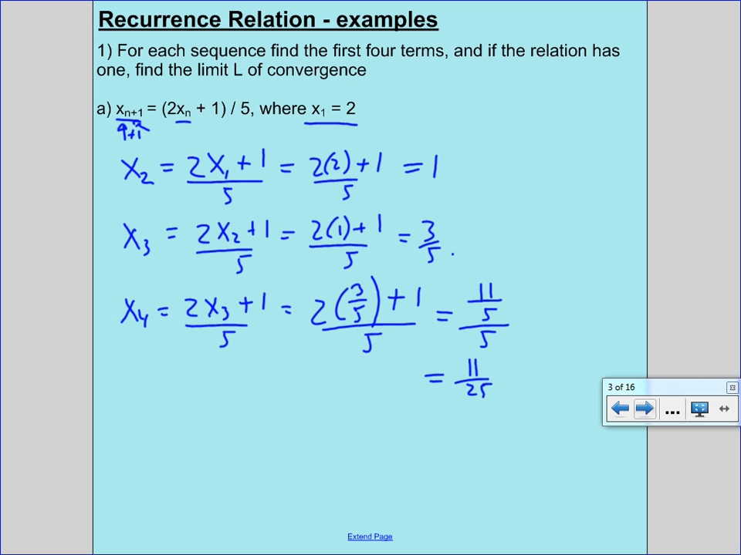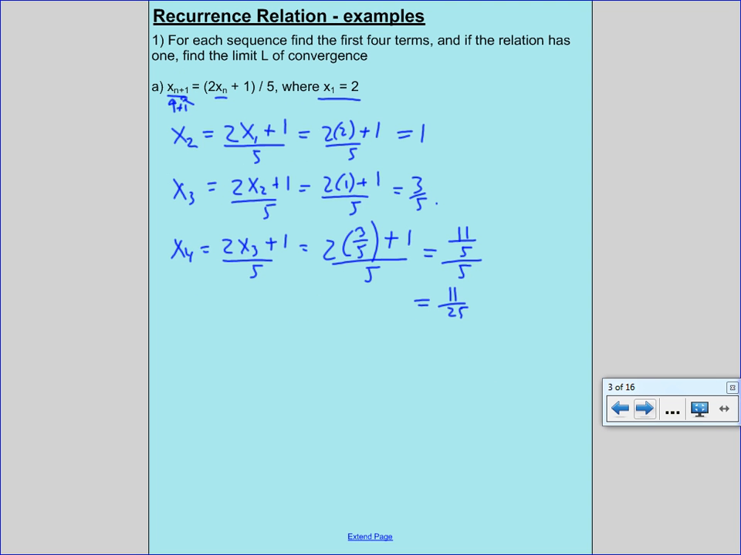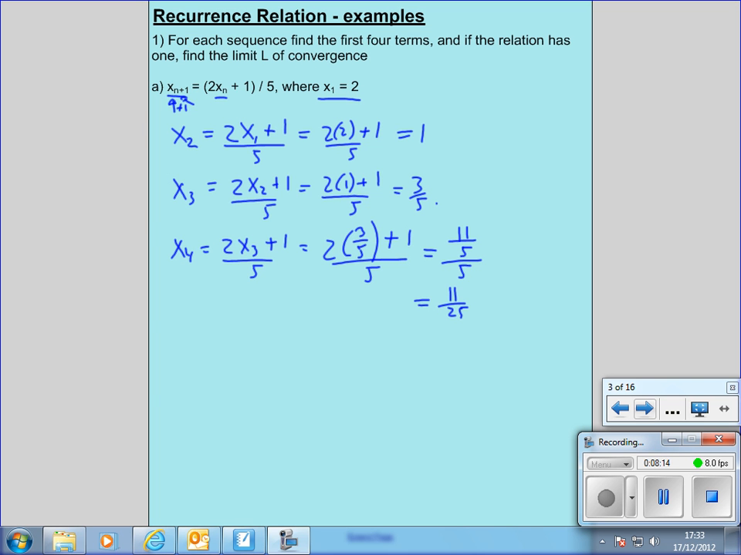Now the point is, well, that was the first section answered, but now we need to answer this, finding the limit, okay? So finding the limit of convergence means that this recurrence relation is either going to keep escalating in size as the terms go up, or it's going to start merging into one number, okay?